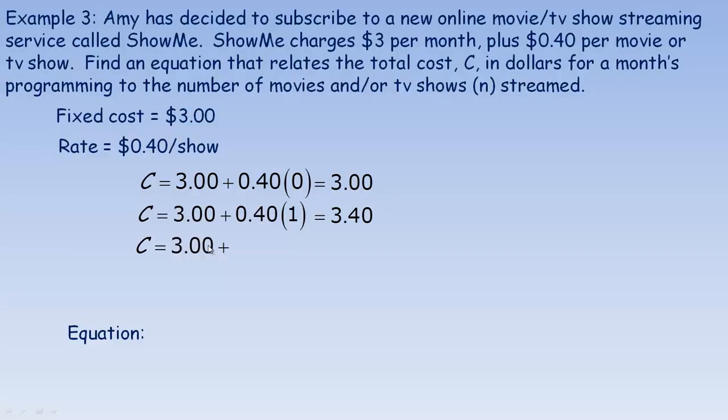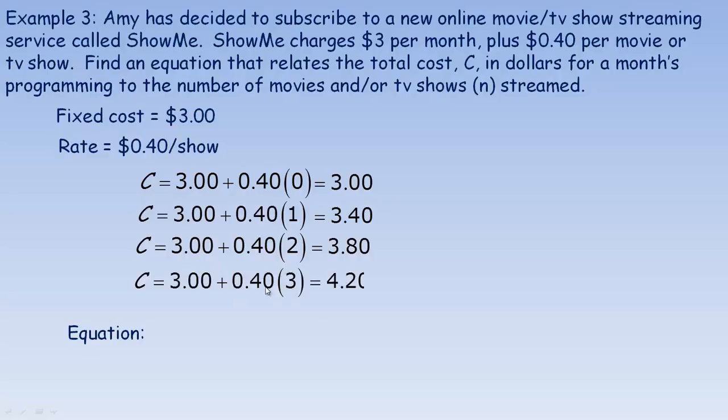For the next one, well, I guess it's the third calculation, but it's 2 shows. So we would multiply the 2 shows by the 40 cents. So that's 80 cents. Added to $3 is $3.80. And I'm going to do one more. So if I watch 3 shows the entire month, I know that's not a lot, but if you did, 3 times 0.40 is $1.20, plus 3 would be $4.20. So that's the calculation for 0, 1, 2, or 3 shows or movies.